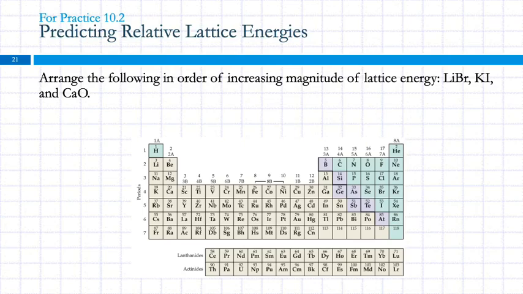So these are fun mind benders. Arrange the following in order of increasing magnitude of lattice energy. Lithium bromide, potassium iodide, calcium oxide. They're all different.